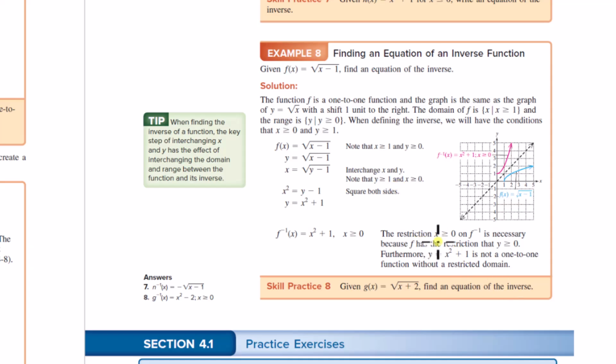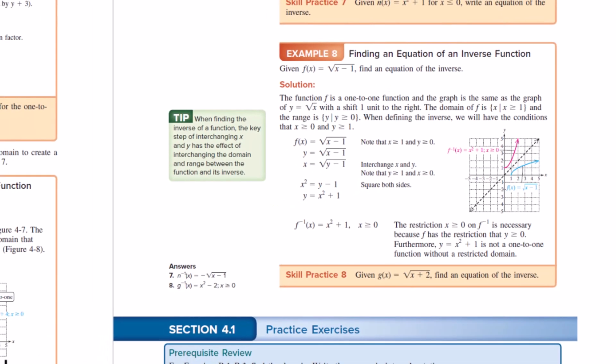The restriction x is greater than or equal to 0 on f of minus 1 is necessary because f, the original function, has the restriction that y is greater than or equal to 0. Furthermore, y is equal to x squared plus 1 is not a one-to-one function without a restricted domain. Okay, so yeah, you can see there's certain situations where you need to be careful with the domains.